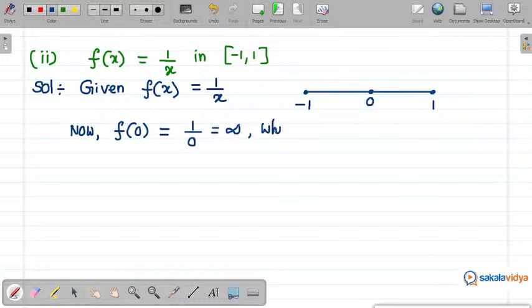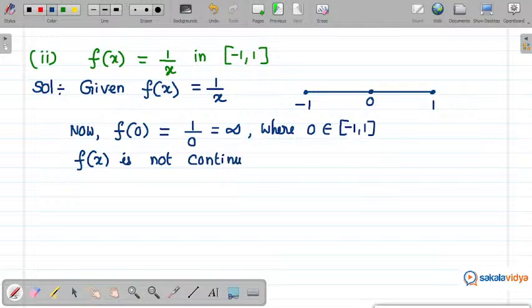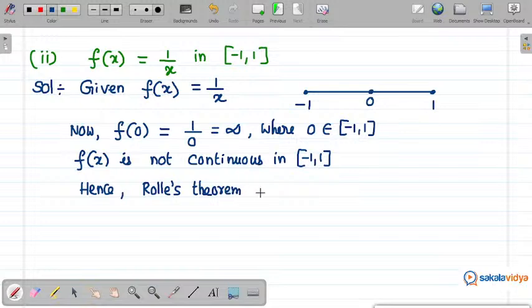Here 0 belongs to closed minus 1 comma 1 interval only. So f of x is not continuous in closed minus 1 comma 1. Hence Rolle's theorem is not applicable.